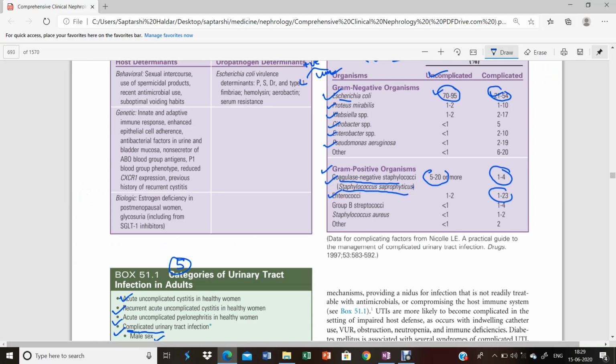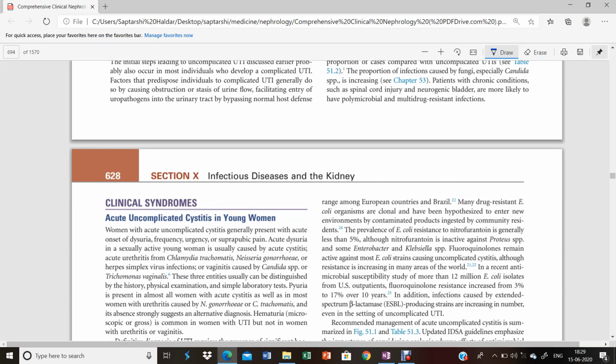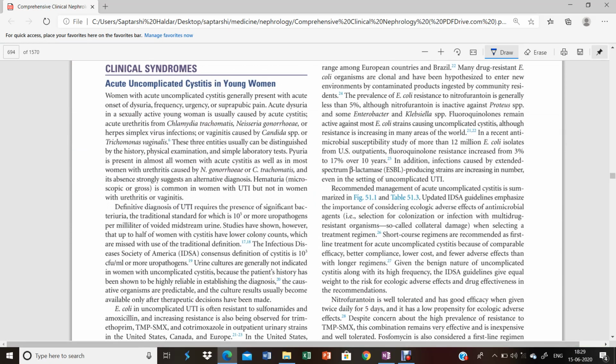Staphylococcus saprophyticus, that is a coagulase negative staphylococcus. Let's discuss one important thing, that is the diagnosis of UTI.